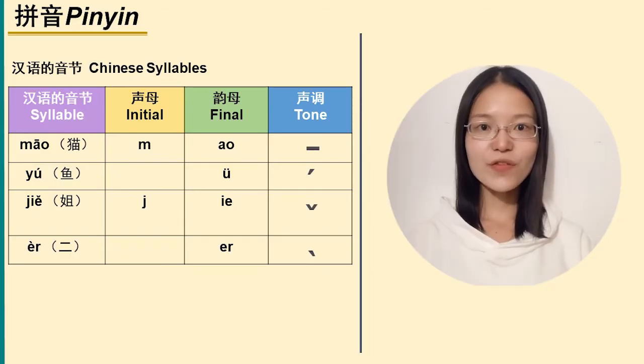In our last lesson, we learned about initials and finals of Chinese pinyin and 4 different tones. In today's lesson, we're gonna learn the Chinese syllables, how to write Chinese characters, and finally, we're gonna cover basic HSK1 vocabularies.